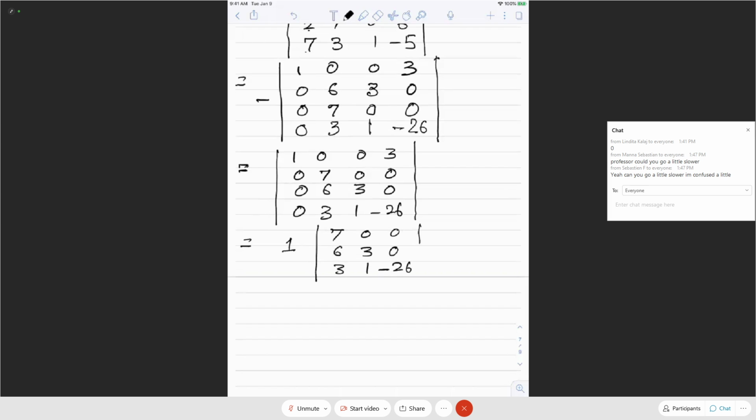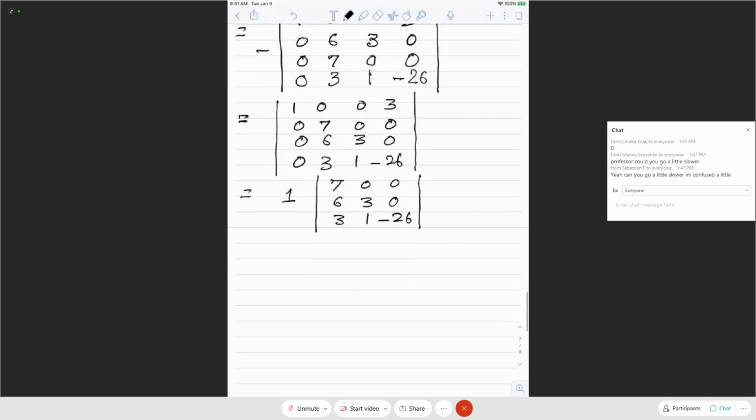Now I can do this straight away, but I won't do that. This is very easy because I can see what is happening. I will simply expand this 3 by 3 determinant along the first row. So 1 times 7 times 3 times minus 26. Nothing else, everything is 0 now.